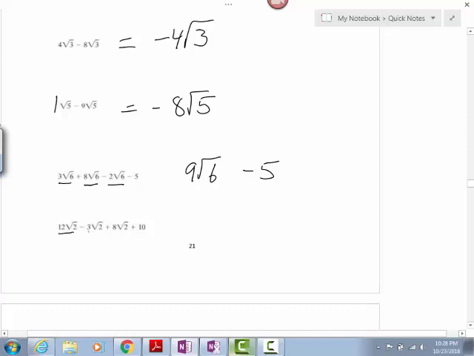Notice these here, again, are all like terms. I'm going to go ahead and add this one and this one together because they're both positive. So 12 plus 8 is 20. 20 minus 3, 17 square root of 2. And I still have that plus 10.